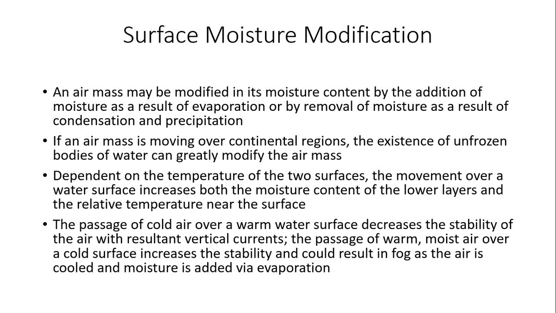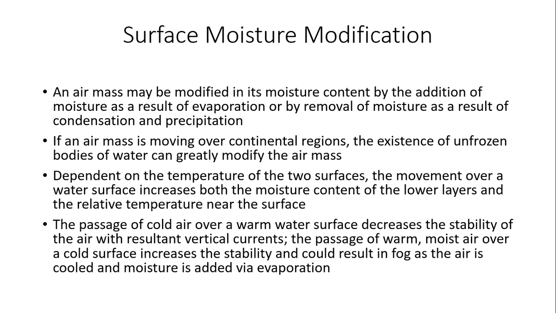Okay, so if an air mass is moving over a continental region, a land area, the existence of unfrozen bodies of water is going to greatly modify the air mass. It's going to allow much more evaporation to occur. It's going to add for a more moist air mass downrange. Now, dependent on the temperature of the two surfaces, the movement over a water surface is going to increase both the moisture content of the lower layers and the relative temperature of the surface.